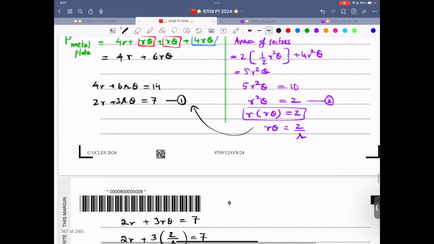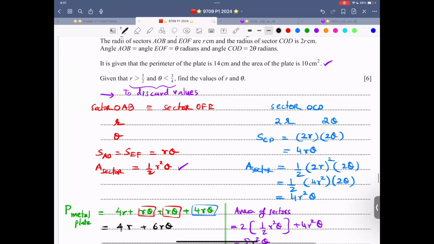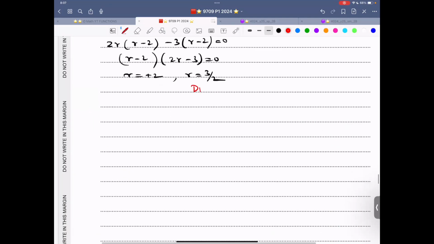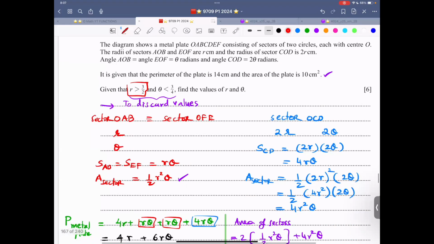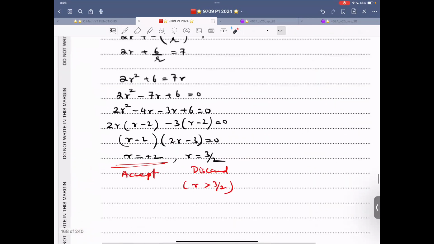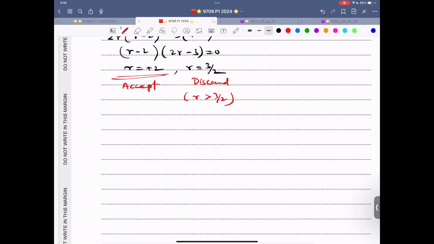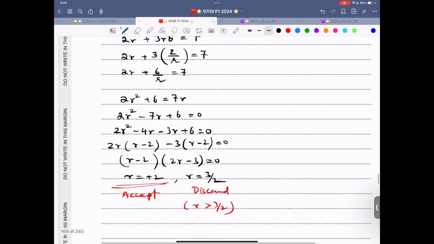And now go back to the top. What does it say over here? r should be greater than 3 over 2. So discard 3 over 2, because r should be greater than 3 over 2. So accept r equals 2. That is the only way. Now, why have they written something related to theta? Because in simultaneous equations, if I had found theta first, I should choose theta lesser than 3/4, not the other way around. That is why they have written it. So be very, very clear about why you're working in a certain manner.